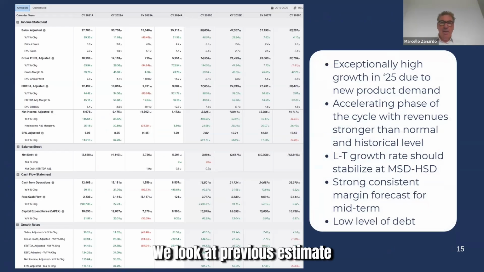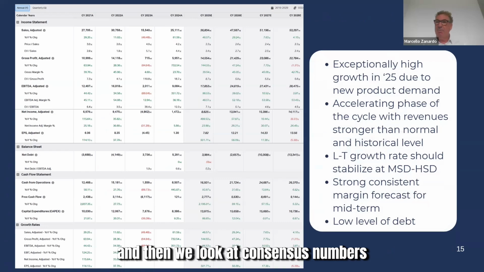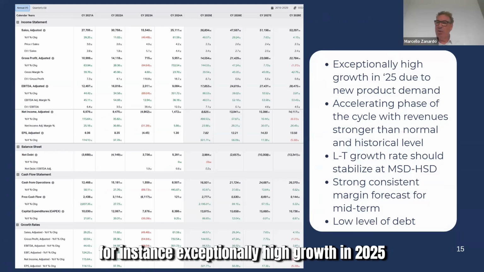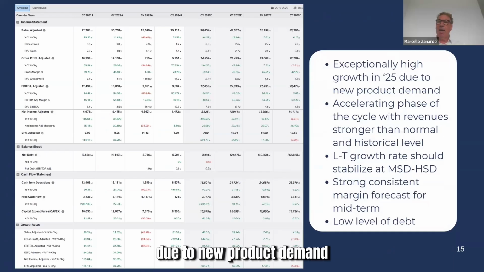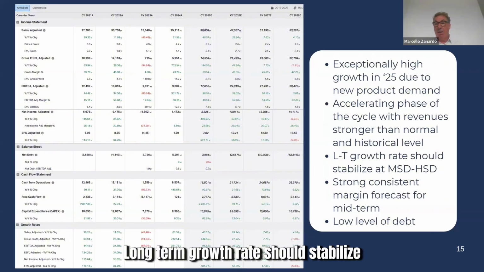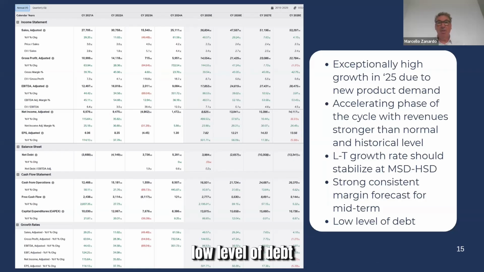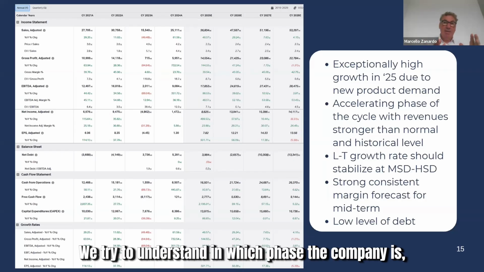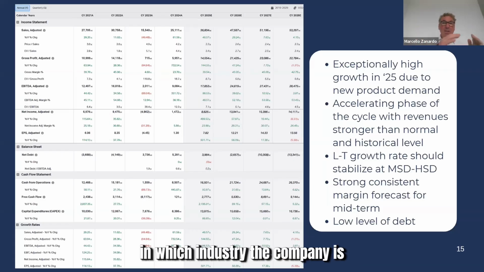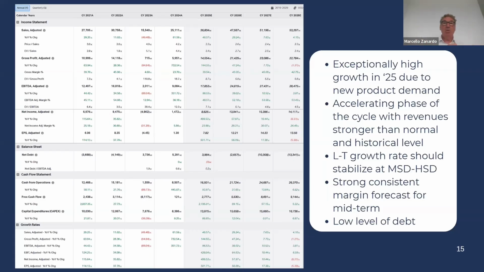We look at previous estimate, we look at actual numbers, and then we look at consensus numbers. For instance, exceptionally high growth in 2025 due to new product demand, accelerating phase of the cycle with revenue stronger than normal and historical level, long-term growth ratio stabilize at mid to high single digit, strong consistent margin forecast for midterm, low level of debt. We go back in history, we look at the evolution, we try to understand in which phase the company is, in which industry the company is, will there be a peak and then a stabilization?